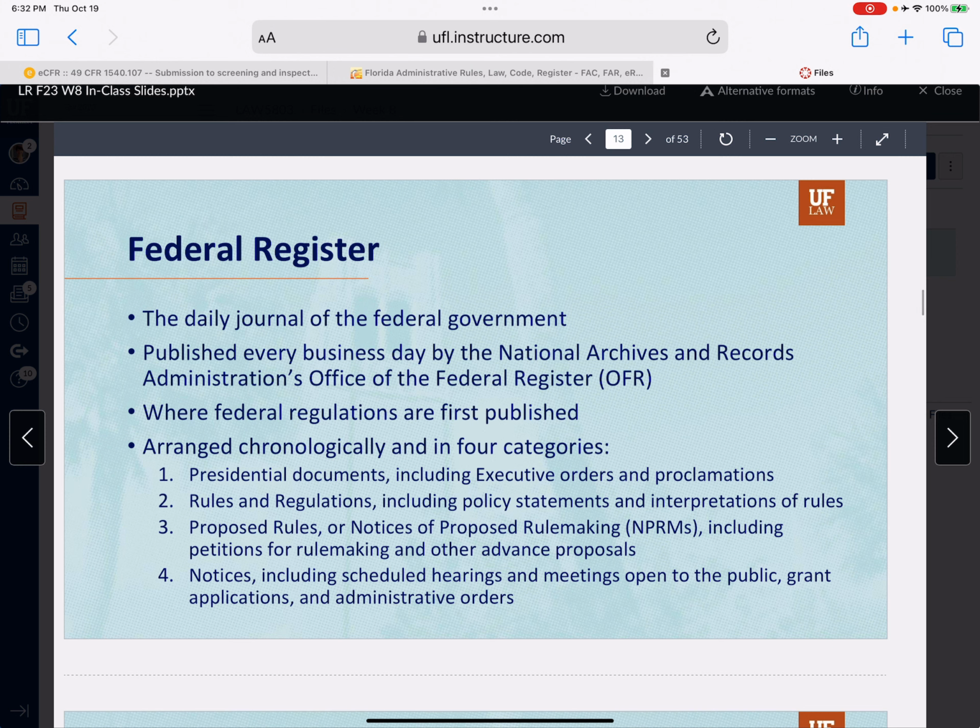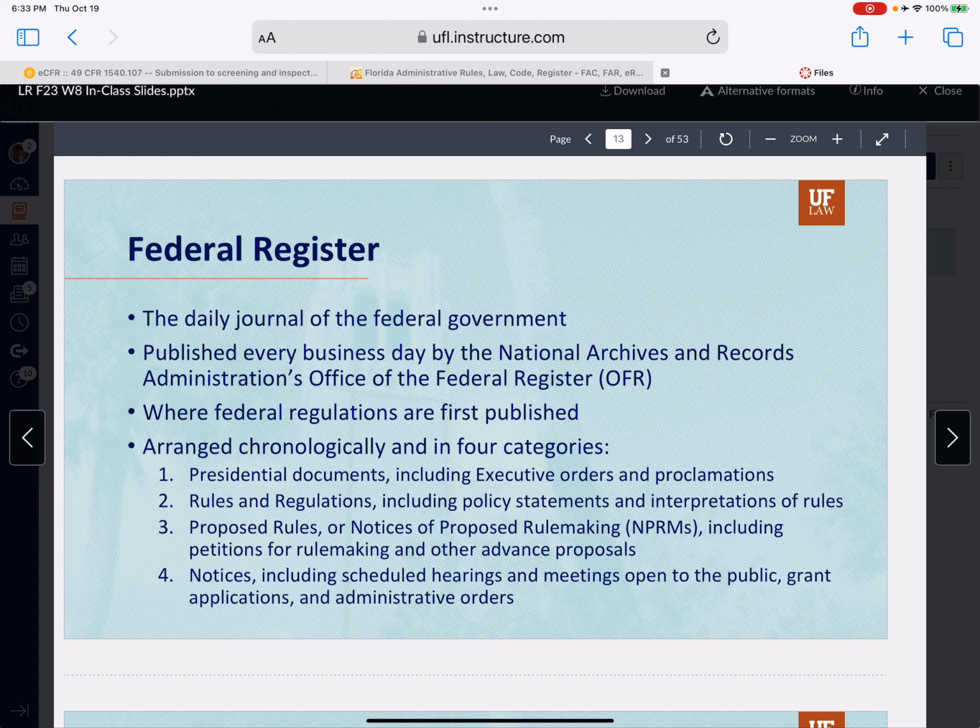Then we have the Federal Register. So as I mentioned, it's the daily journal of the federal executive branch, right? The agencies. It's published every business day. And this is where a federal regulation first gets published. It's organized in 4 categories. We have presidential documents. Then we have actual rules or regulations. Then we have the proposed rules. And then we have notices about like hearings and meetings and things like that. So in my opinion, it's out of order, right?